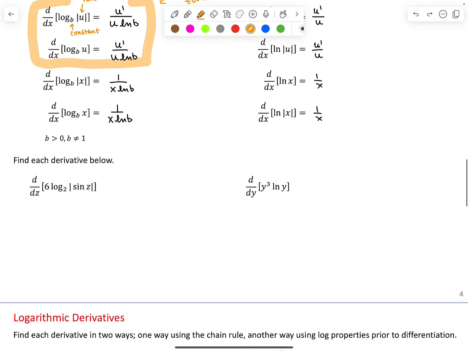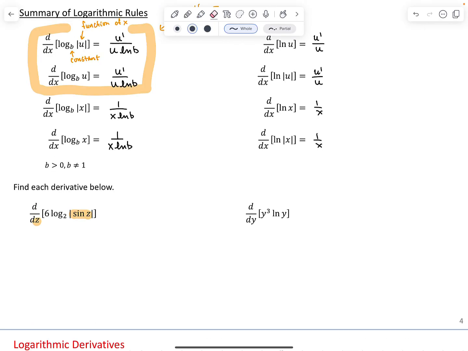Find each derivative below. Here z is the independent variable. I have a function of z inside some absolute values as the argument of my logarithm. So I'm going to use the first case of my mother formula. This 6 right here is just a constant times a function, so it'll stay. This sine z takes the role of my u, and the mother formula gives me that I expect to be 6 times u prime over u, natural log of the base, and the base is 2. This 6 can be put up in the numerator instead.